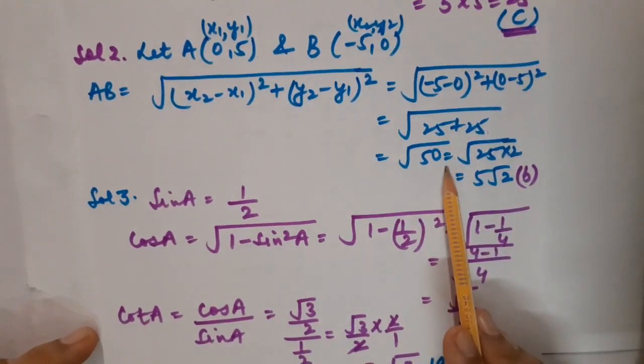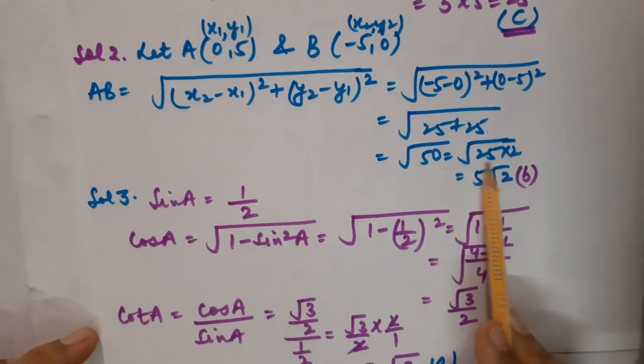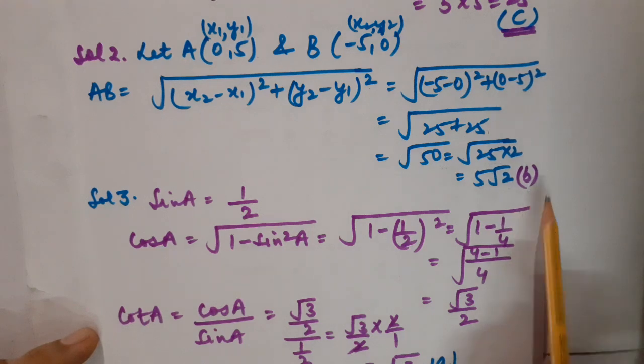So this is root 50, that is root of 25 into 2. 25 is a perfect square, so it will be 5 root 2. So children, B is the right option.